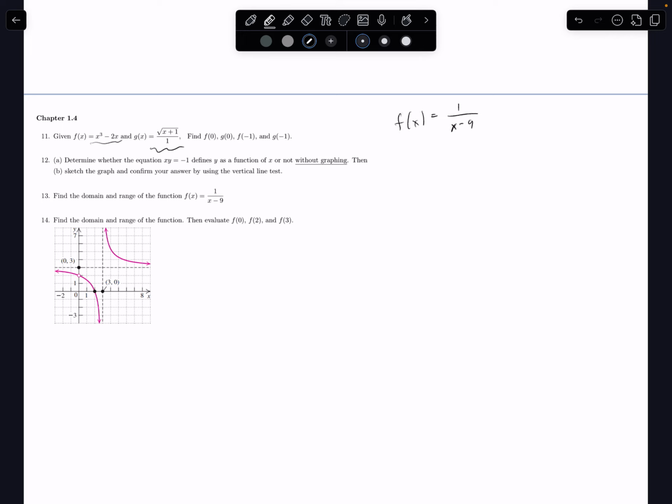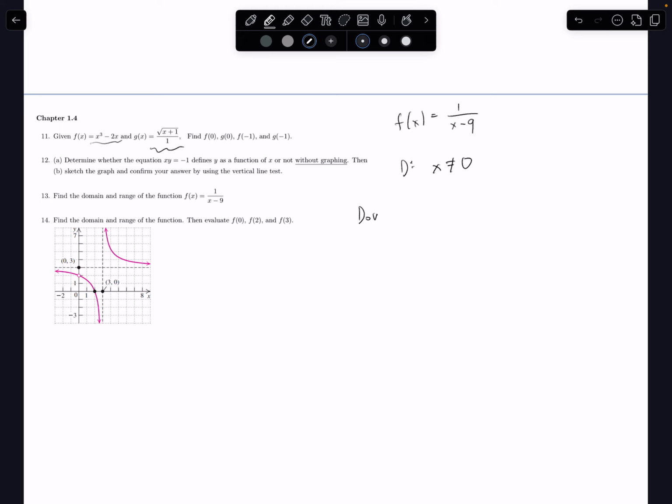So first, by inspection here. What could possibly go wrong? Only one thing could go wrong. There's no square roots involved, nothing else that wouldn't be defined, except for one spot, right? When x is 9, then I'm dividing by 0. So basically the domain is x cannot be 0, but we like to write that in interval notation.